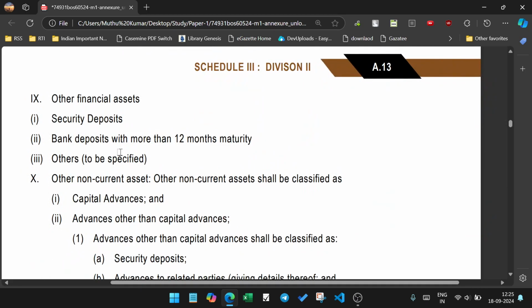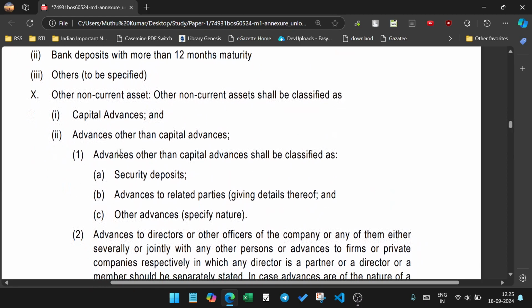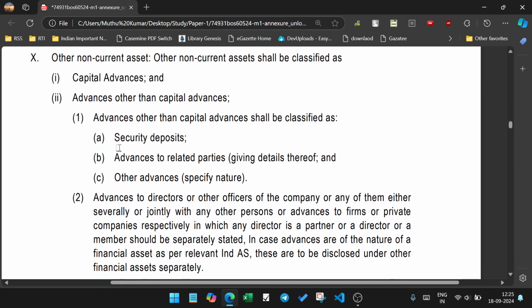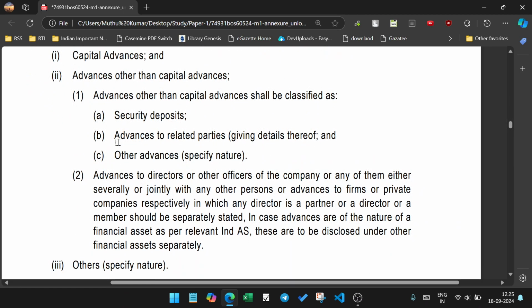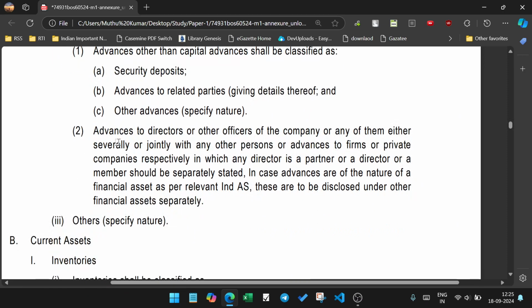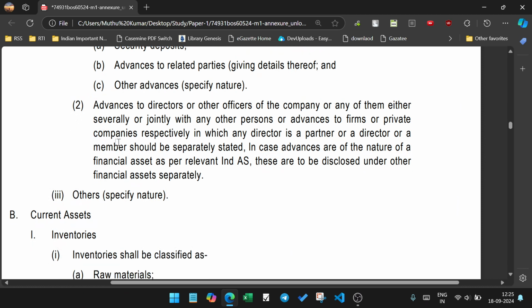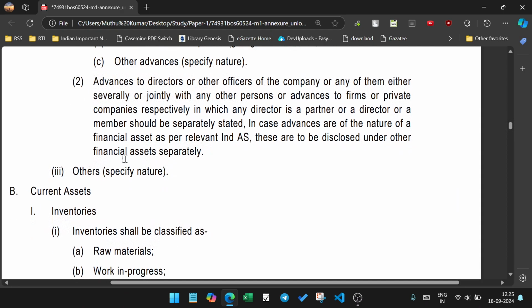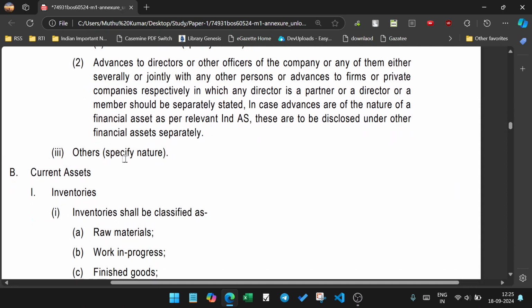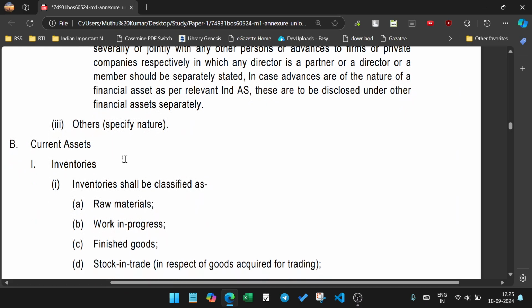Other financial assets: security deposits, bank deposits with more than 12 months maturity, others. Other non-current assets shall be classified as capital advances and advances other than capital advances. Advances other than capital advances shall be classified into security deposits, advances to related parties, giving details thereof, or other advances. Advances to directors and other officers of the company or any of them, either severally or jointly with other persons, and advances to firms or private companies respectively in which a director is a partner, director or member, shall be separately stated. In the case of advances of the nature of financial assets, the relevant disclosure shall be made under the financial assets separately.